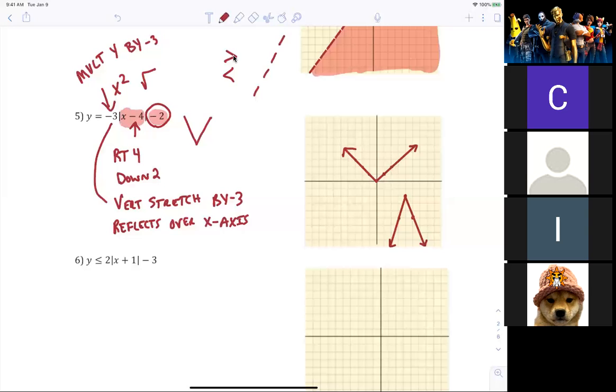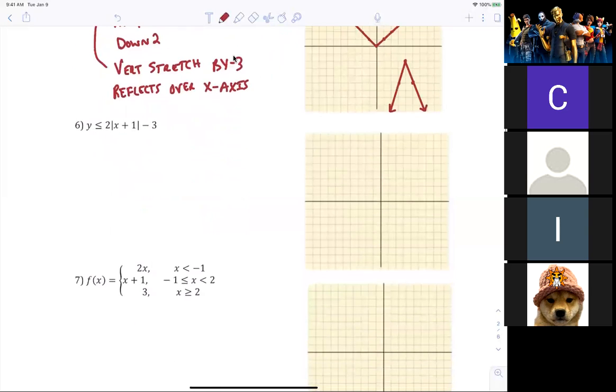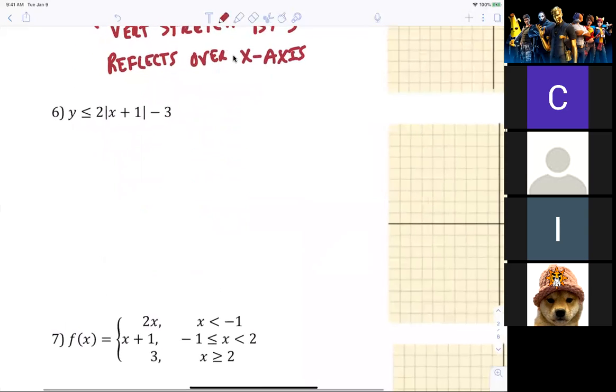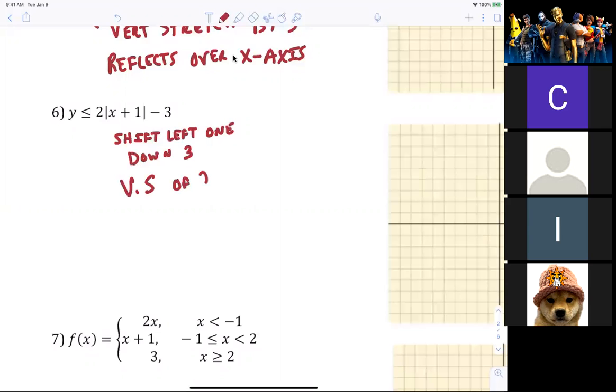All right. So now let's look at the reflection, or let's look at the transformations here. I want everybody to say that we're shifting to the right, shift to the left, 1. Then we're going to shift down 3. And this time we say it's a vertical stretch of 2. All right, so generally you just need 3 points to plot.